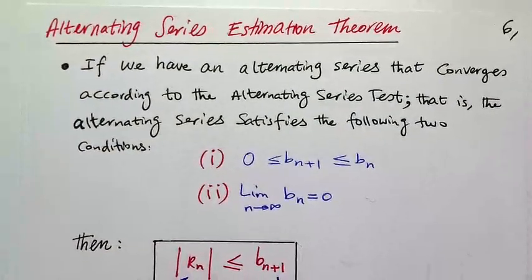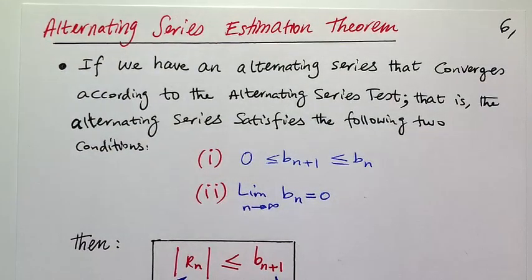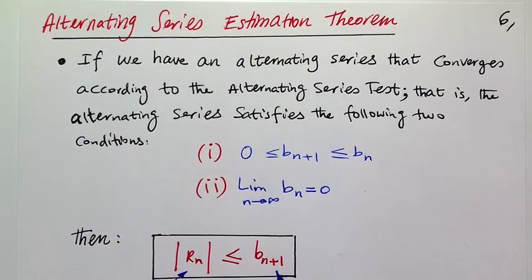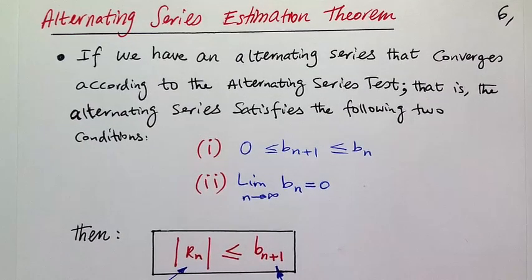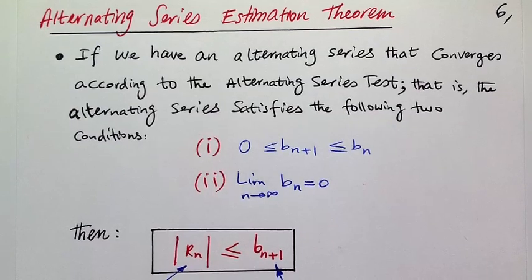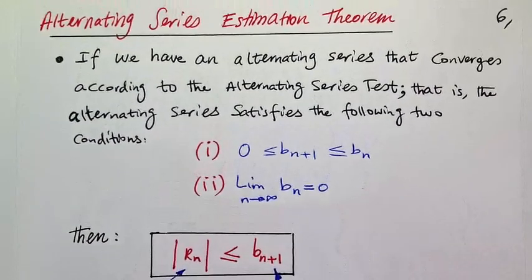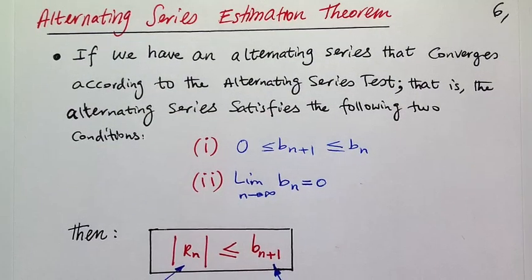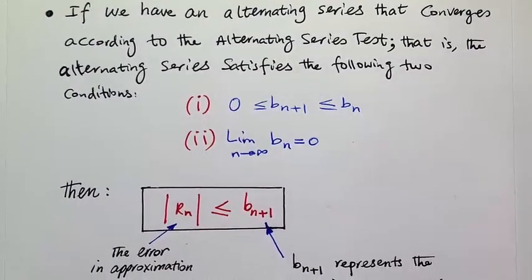So here is the alternating series estimation theorem. When we have an alternating series, sometimes we are asked to add as many terms from the series as it would take to meet a certain accuracy for approximating the sum of the series. In that case, we can apply this estimation theorem, which helps us figure out how many terms we should add to achieve a certain accuracy for the sum.